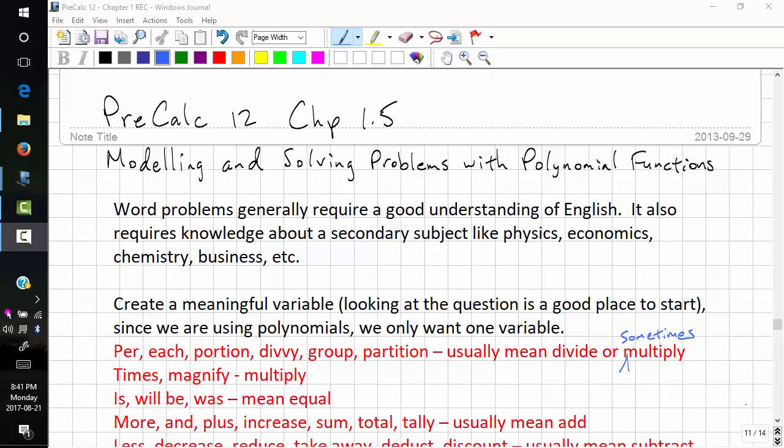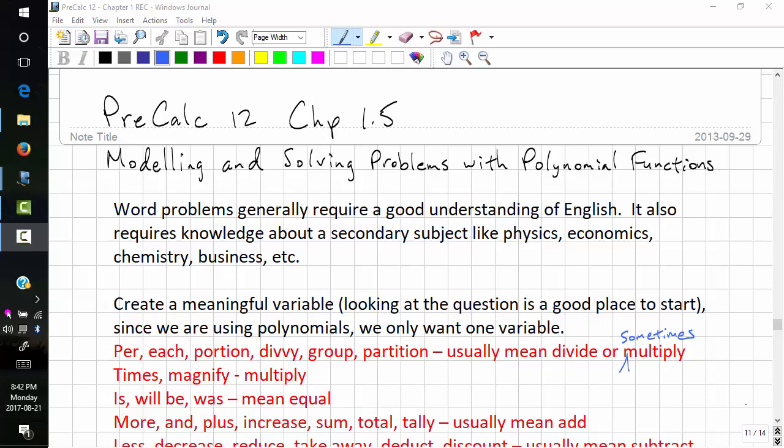This is PreCalculus 12, Chapter 1.5. We're going to be looking at modeling and solving problems with polynomial functions. Word problems generally require a good understanding of English. It also requires knowledge about secondary subjects like physics, economics, chemistry, business.